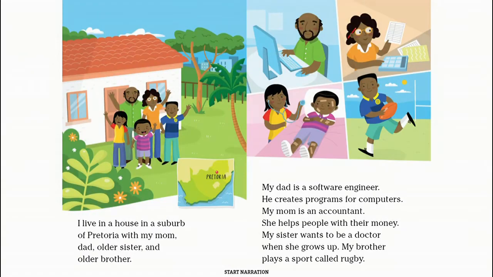I live in a house in a suburb of Pretoria with my mom, my dad, my older sister, and my older brother. And there's David's family. David says, my dad is a software engineer. He creates programs for computers. He helps make computers work. My mom is an accountant. Accountants help people with their money. David's mom is an accountant.